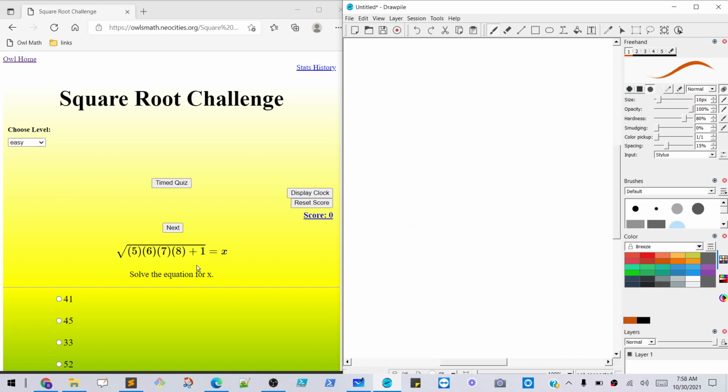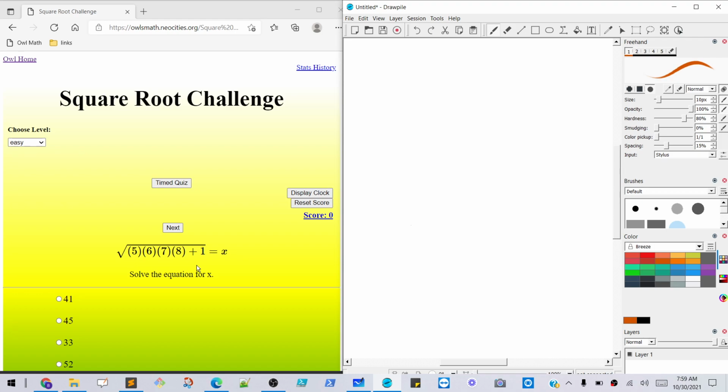So what I'm doing today, I'm working on this problem on the left. We have this square root challenge. They're all problems of this form. You've probably seen problems like this before, where you just need to simplify this with four integers in a row. We get the square root of 5 times 6 times 7 times 8 plus 1.